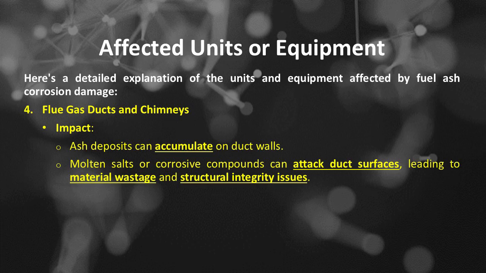Number 4 of the units and equipment affected by fuel ash corrosion damage is flue gas ducts and chimneys. Impact: ash deposits can accumulate on duct walls. Molten salts or corrosive compounds can attack duct surfaces, leading to material wastage and structural integrity issues.